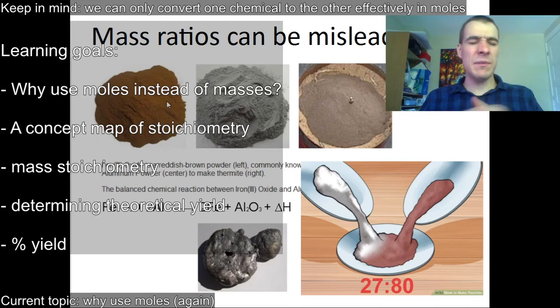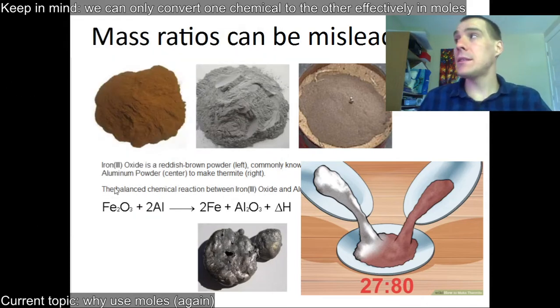We're going to review why we use moles instead of masses. Then we're going to look at a concept map of how stoichiometry works. Then we're going to talk about the actual process of mass-to-mass stoichiometry, which is the process of determining theoretical yield. So we're going to do some practice problems that involve determining theoretical yield. And then we're going to talk about percent yield to finish off our lesson. So I'll put that away and let's talk about the first thing.